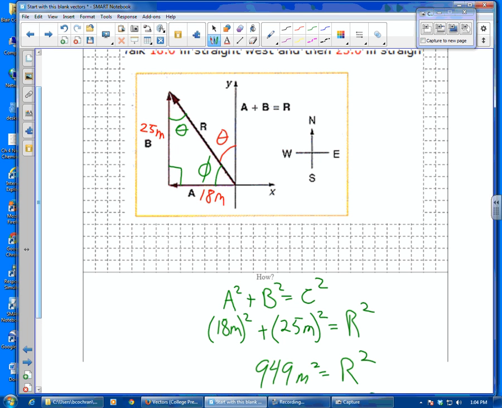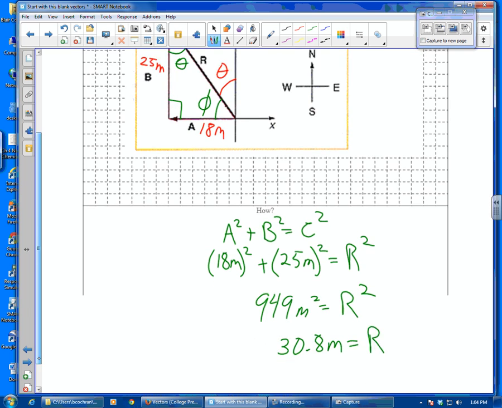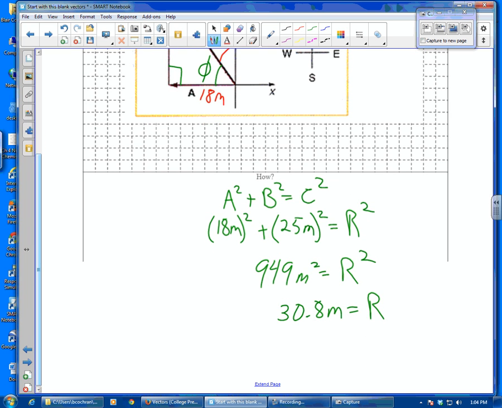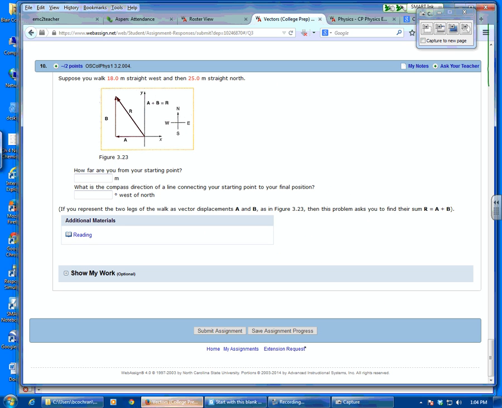18 meters. Side, not angle. That's okay. What side is adjacent to theta? No, one is the hypotenuse. It's only one side that's adjacent to theta, and that's the 25 meters. So I have the opposite, I have the adjacent, and I look at my equation sheet.